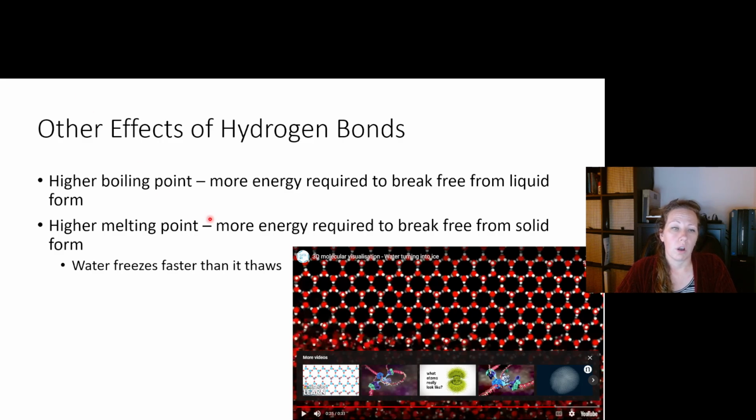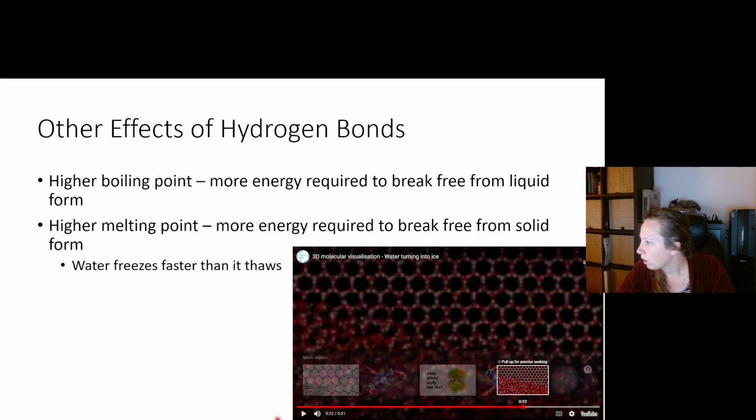Hydrogen bonds also cause water to have a higher melting point than other substances that are liquid at Earth temperatures. That is because it requires more energy to break free from the solid form. And so, because of that, water will freeze faster than it thaws. So it's easy to form rigid hydrogen bonds; it is harder to break them. Okay, so now let me rewind this and talk through it.